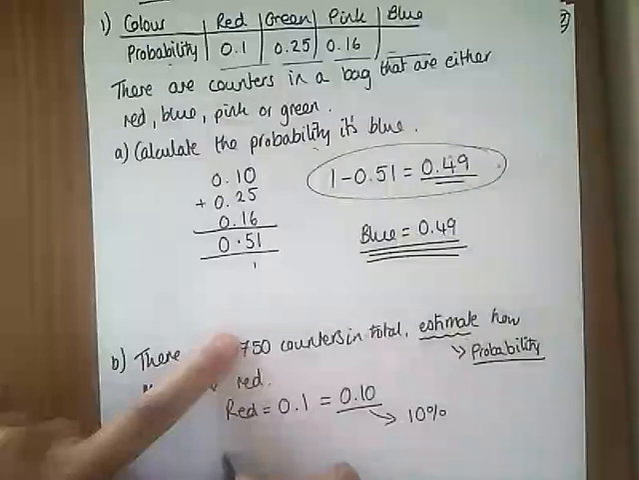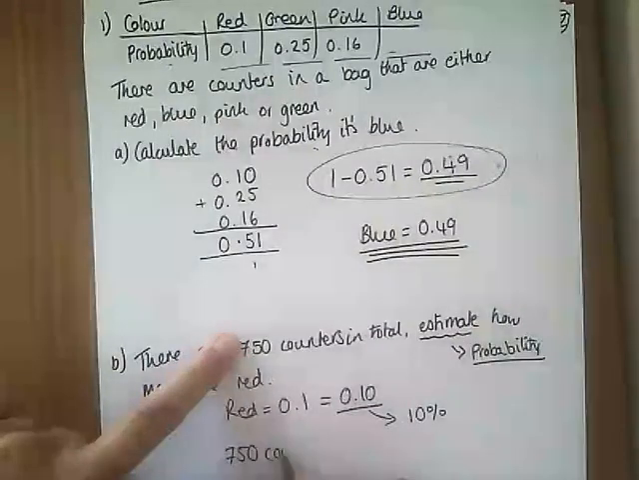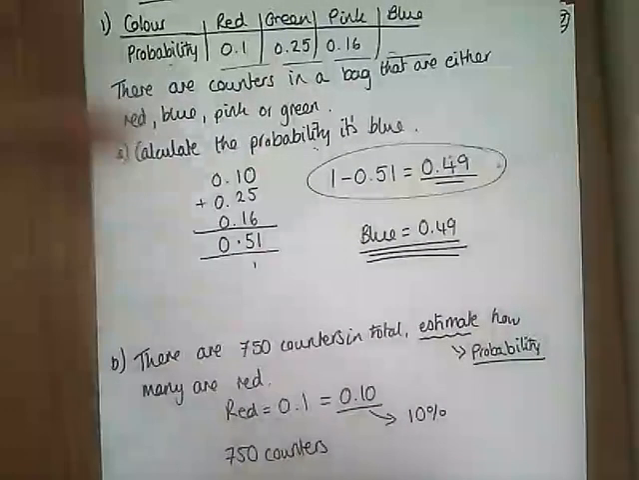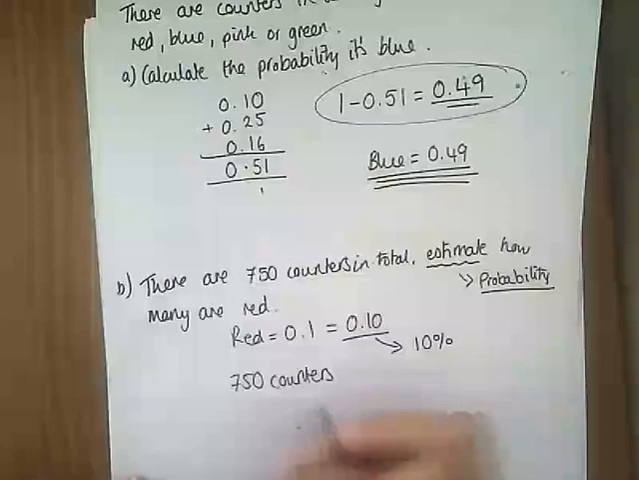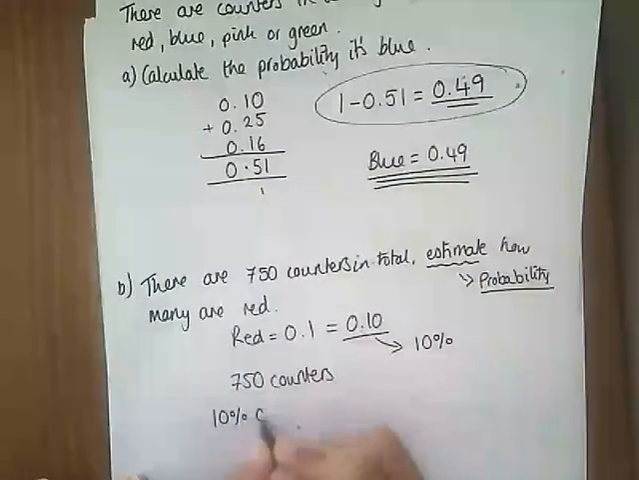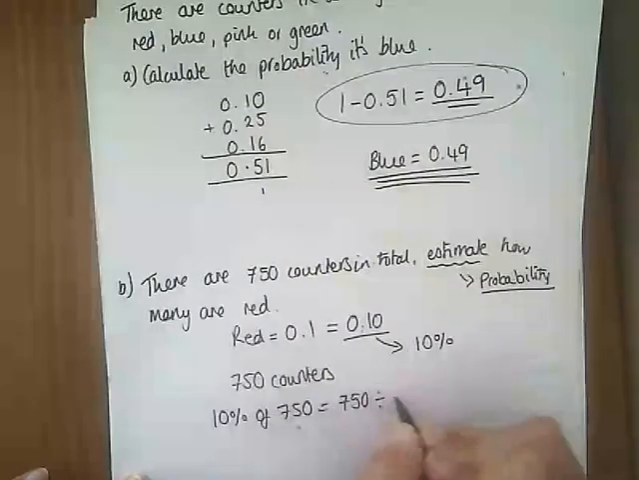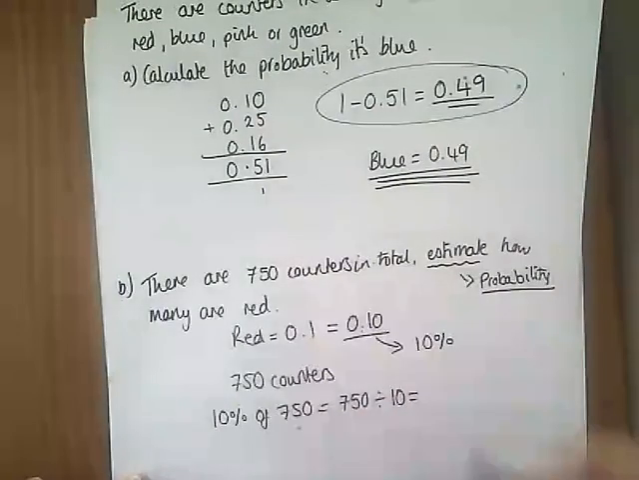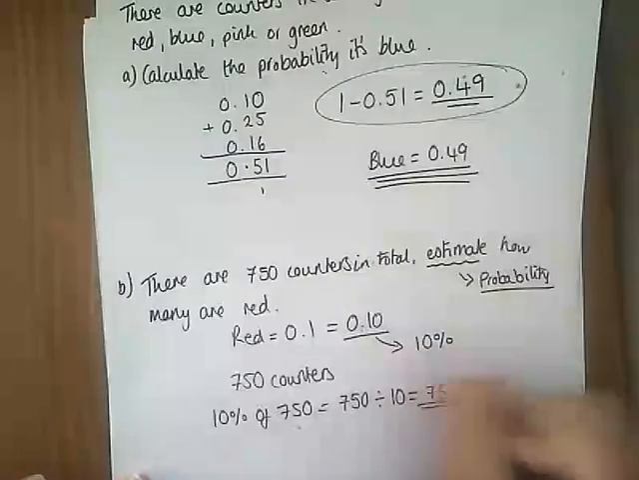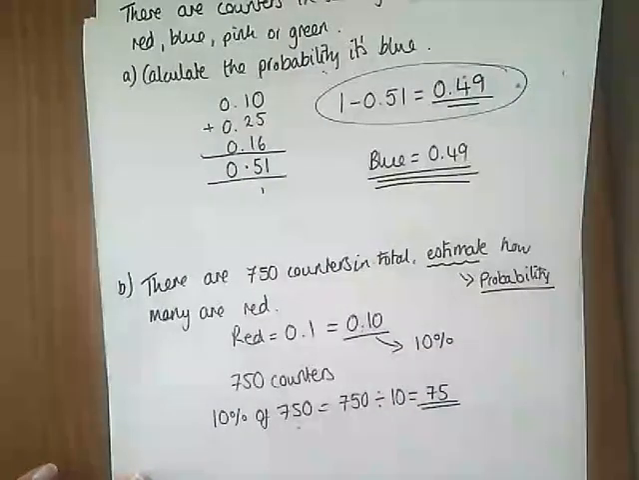So if there's 750 counters in total, let's just find 10%, and then 10% must be red. Okay, so 10% of 750. Don't forget to find 10%, we divide by 10, so 750 divided by 10, which is 75. So that is how many we expect to be red, 75.